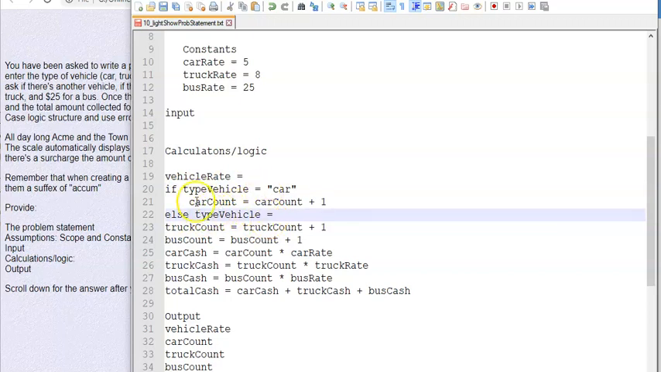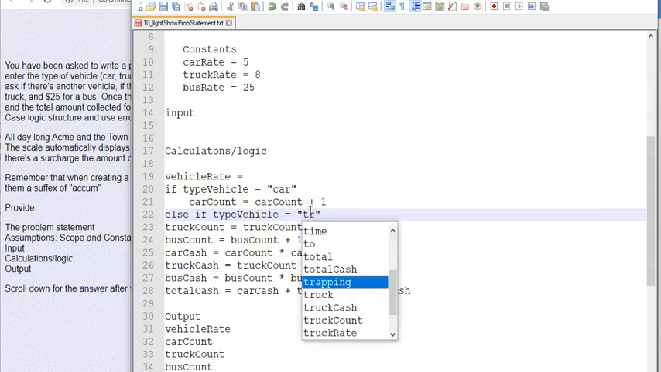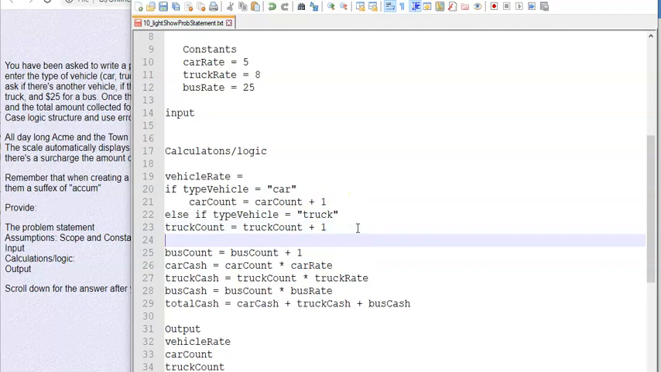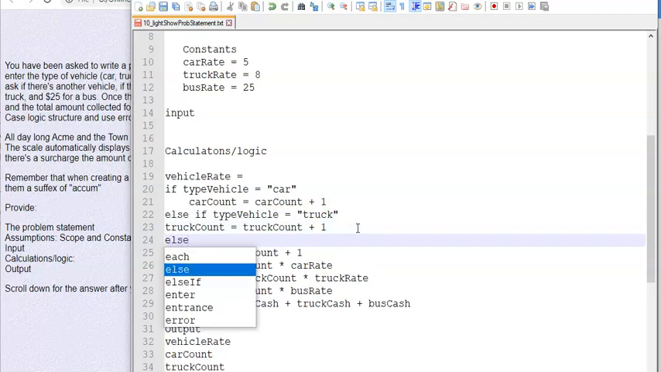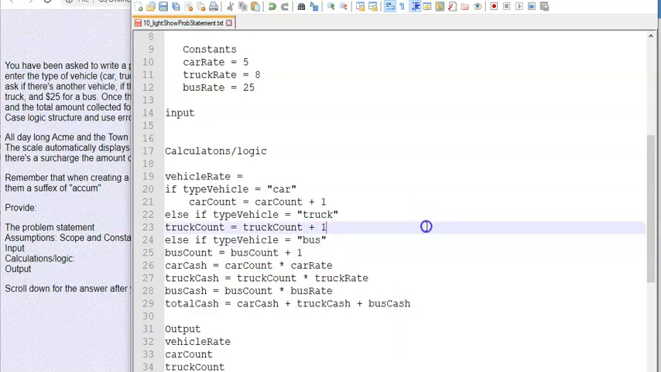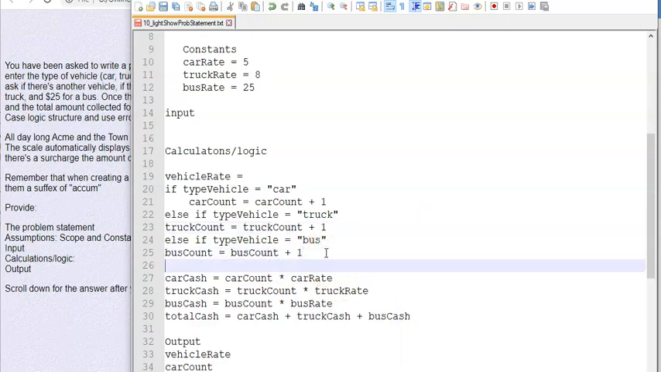Uh-oh, I'm missing the if. And then this is going to be truck. Then we're going to do the truck count. And then we'll do else. So we can do this better. Copy, paste, more space. If it's a bus, then we'll do the bus count.